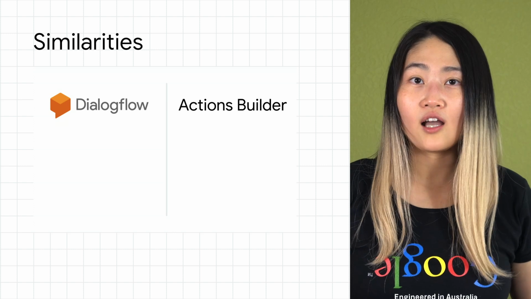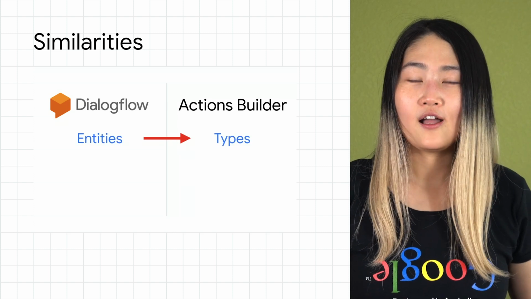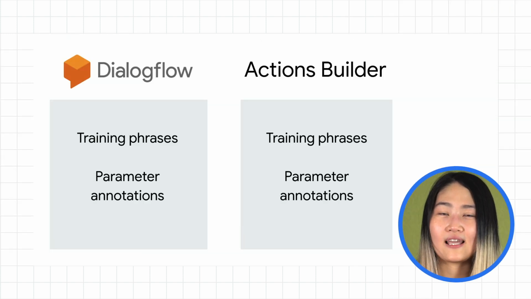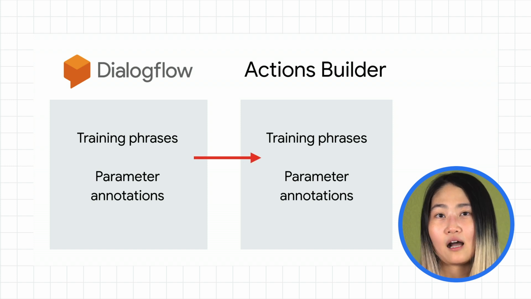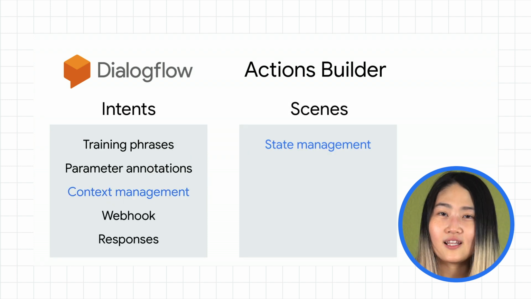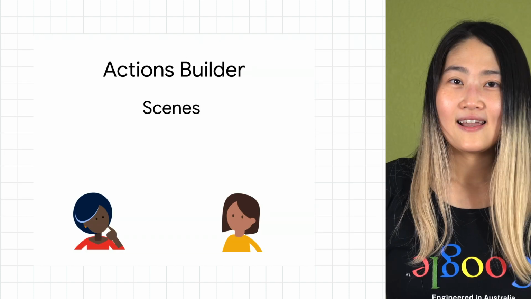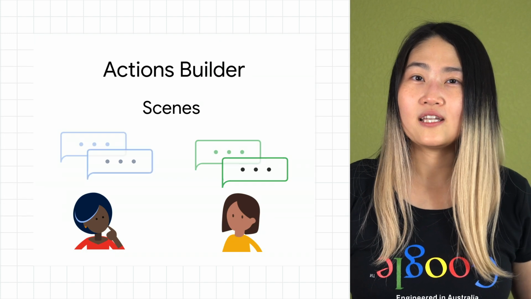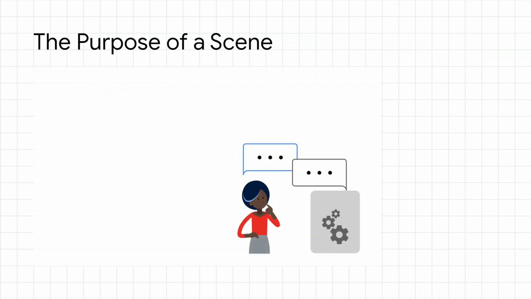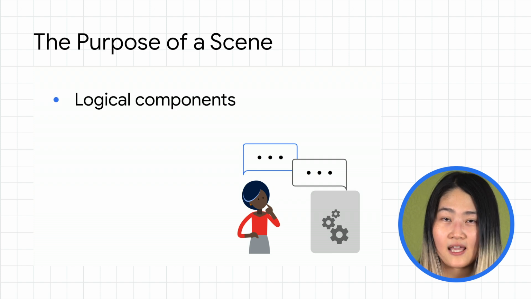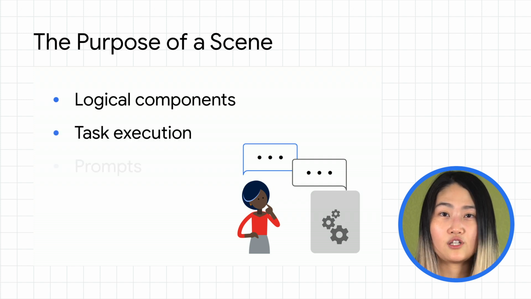Dialogflow entities are now called types in Action Builder, and responses are called prompts. Intents are still composed of training phrases and parameter annotations. However, context management, webhook, and responses in Action Builder are now managed by scenes. A scene represents individual states of your conversation. The main purpose of a scene is to organize your conversation into logical components, execute tasks, and return prompts to users.